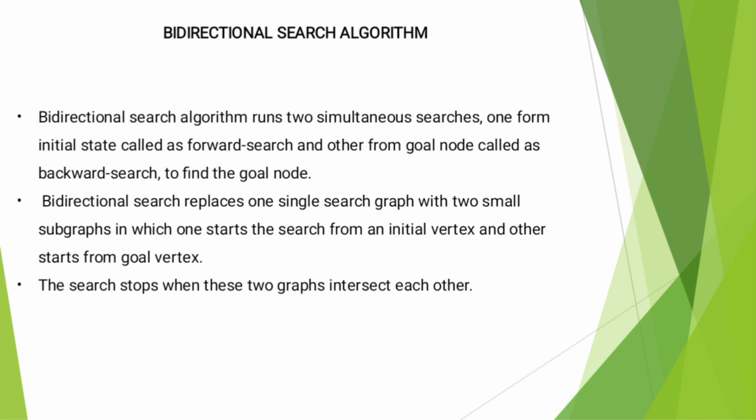Then the next one is the bidirectional search algorithm. Bidirectional search algorithm runs two simultaneous searches, one from the initial state called the forward search, another from the goal node called the backward search, to find the goal node. Bidirectional search replaces one single search graph with two small subgraphs, in which one starts the search from an initial vertex and the other starts from the goal vertex. The search stops when these two graphs intersect each other.